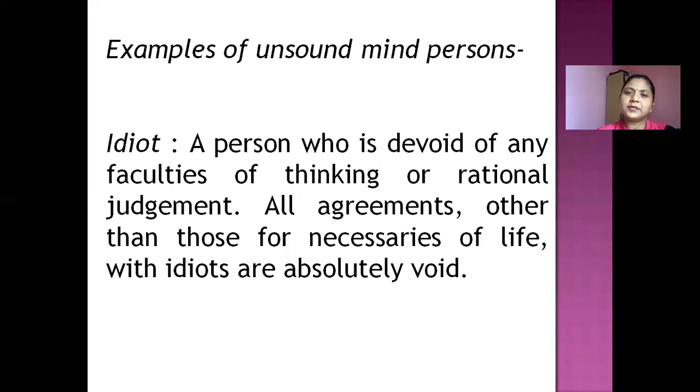Examples of unsound mind persons: idiot. A person who is devoid of any faculties of thinking or rational judgment. All agreements other than those for necessaries of life with idiots are absolutely void. Idiots can be anybody, but the ones who are not able to make rational judgment for themselves are called idiots, and contracts with idiots are void.